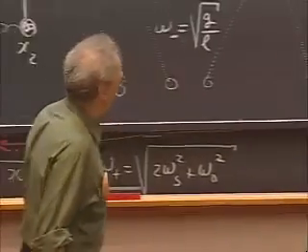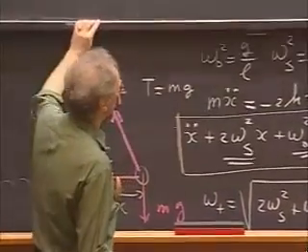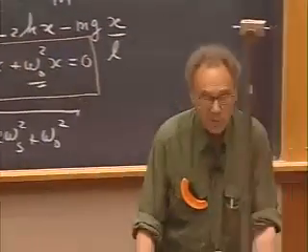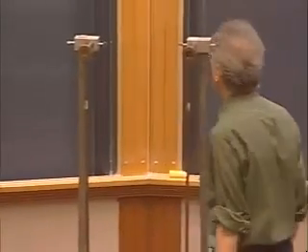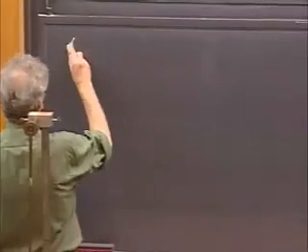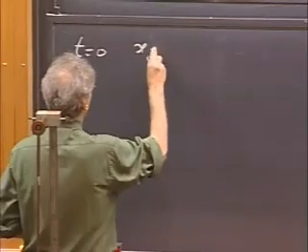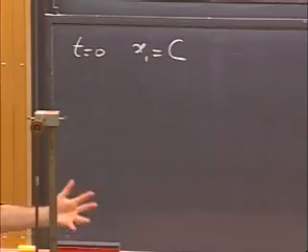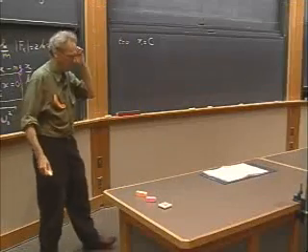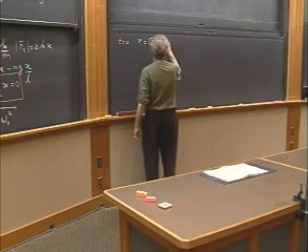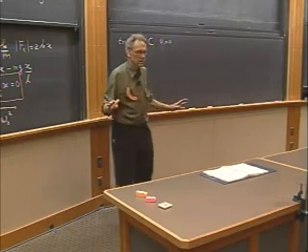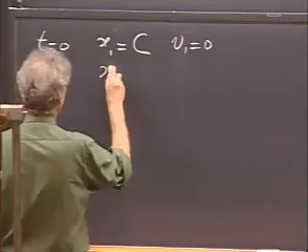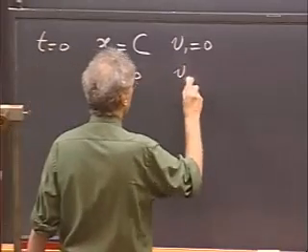Suppose now I start this system off in some way at time t equals 0, which I can choose, and I choose the following. At t equals 0, I make x1 equal to c. Just some number c that we can choose, 3 centimeters, whatever you want to choose. But I make v1 equal to 0. So as I release it, no speed. And suppose I make x2 equal to 0, and I make v2 equal to 0.